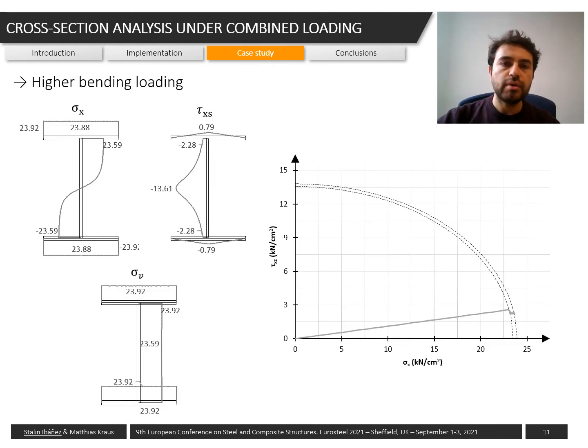When we analyze a combined loading condition, for example, in this case, a higher bending loading, we can see how the stresses distribute differently than in the previous pure cases. For example, in the case of the axial stresses, previously for pure bending we have a linear distribution. Now this distribution follows a nonlinear path. This is due to the contribution of the shear stresses in the web as well. Also here in the midpoint, we see now how the shear stresses are the main contribution to the plasticization of the section.